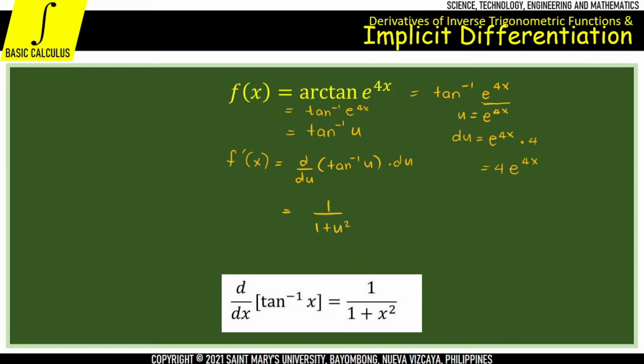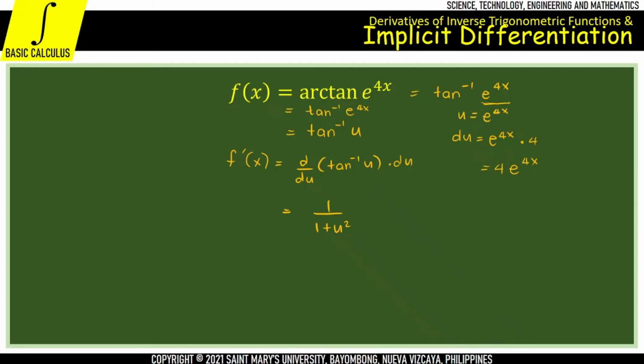So, in terms of u, multiplied by the derivative of u. What is the derivative of our u? This part, multiplied by 4 times e raised to 4x. Next, since u is equal to e raised to 4x, that becomes 1 all over 1 plus e raised to 4x, raised to the second power. Again, we replaced u with e raised to 4x, multiplied by 4e raised to 4x.